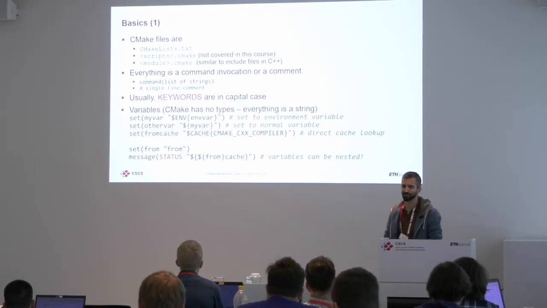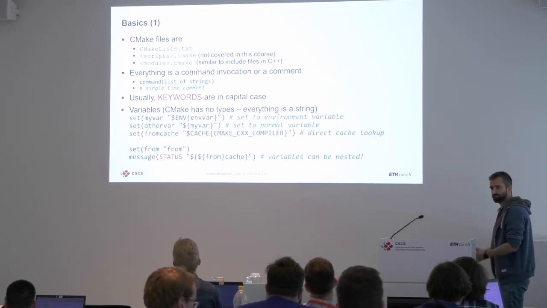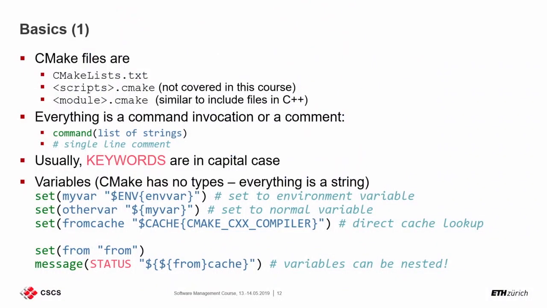Okay, now we need to start with the CMake basics. So there's mainly three kinds of CMake files. We don't cover the second one, so I will just talk about the first and the third. So the main thing you write is a file that is always called CMakeLists.txt. So this is your starting point for your project. It's in the root folder of your project usually.